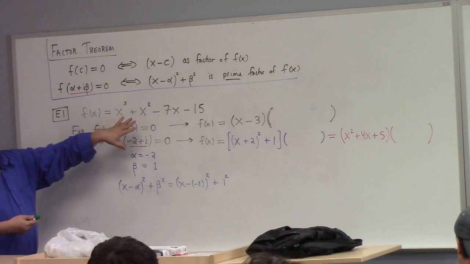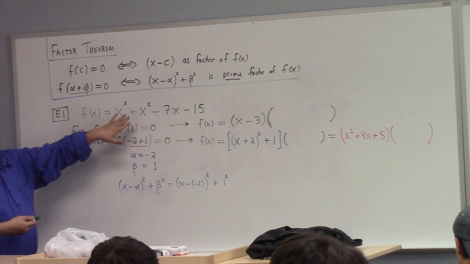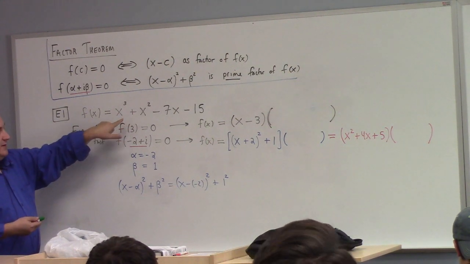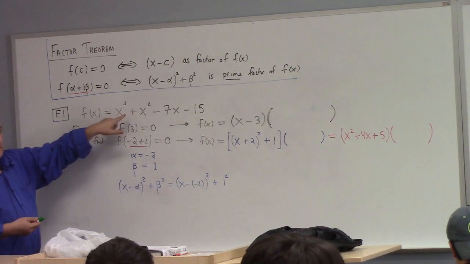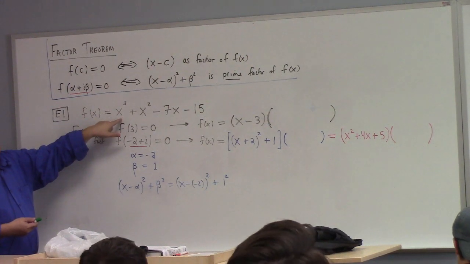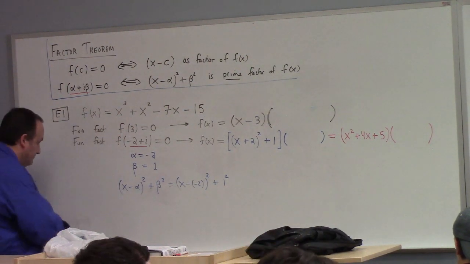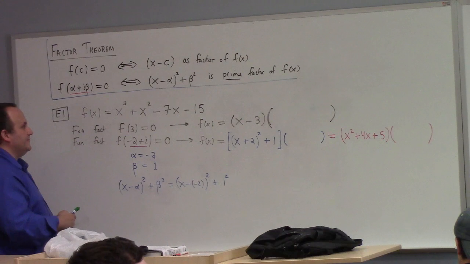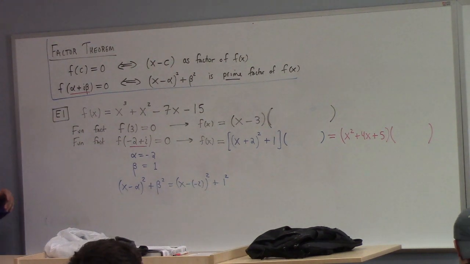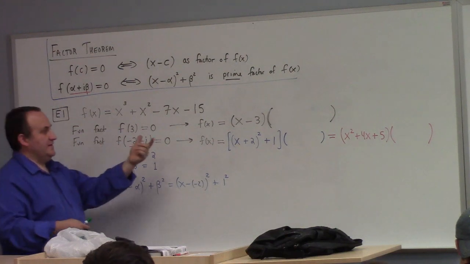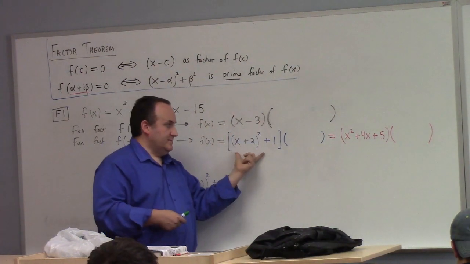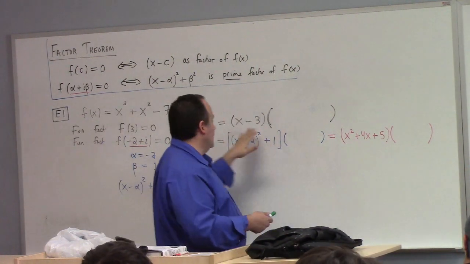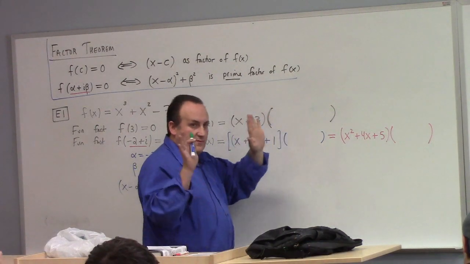Now, we could check the 3. Do you guys want to check the 3? If we plug in 3, why do we get 0? I can show you that one, but I'm not going to do that. So you guys help me out here. This is a factor. That is a factor. What has to go over here? Think through this.